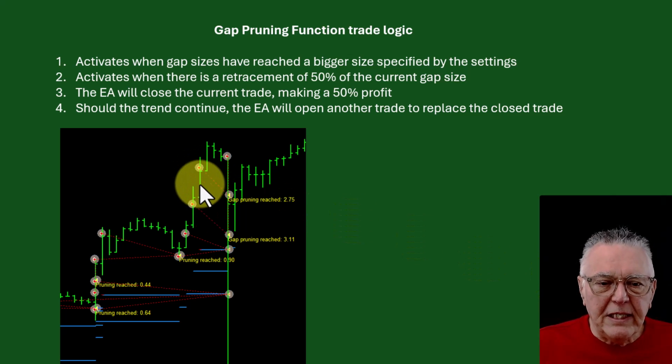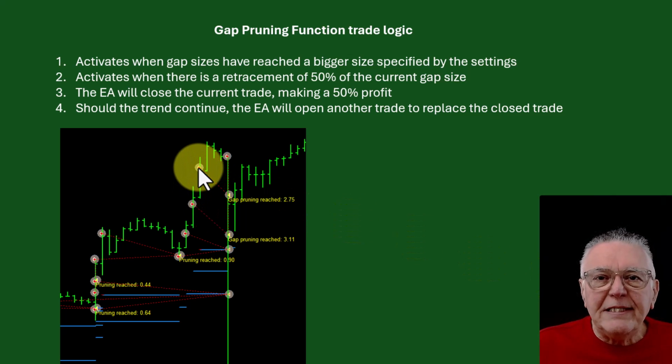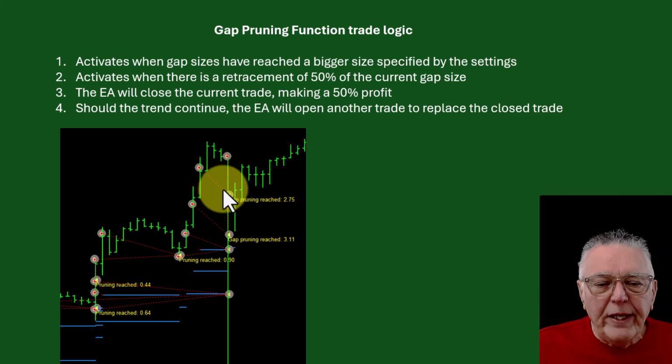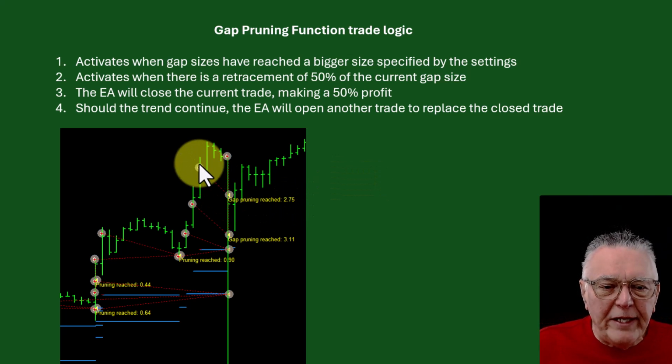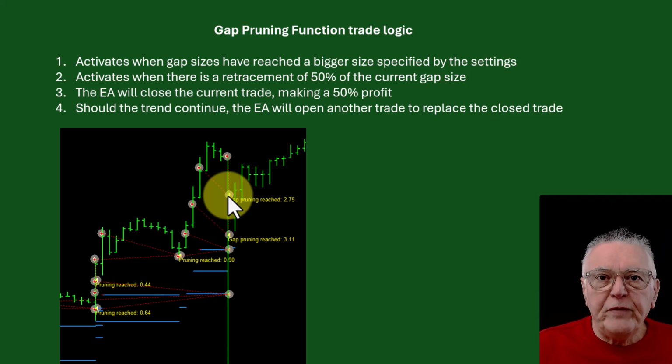And here's an example. There a sell was opened, it retraced 50%, and therefore it was closed. And that's all that happens. So the transaction makes a profit of 50% of the gap size and it closes. So it eliminates one lot in the trading process.